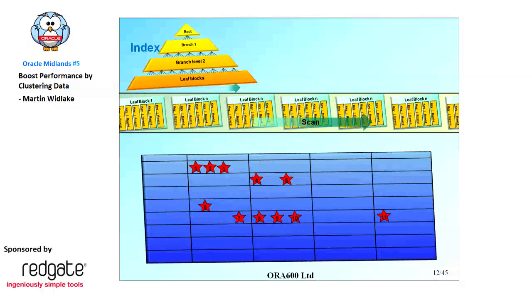Now, the clustering factor will be between the number of blocks in the table, which is basically perfectly walked through, only changing when it gets to the end of a block, and the rows in the index are perfectly aligned to the actual table.